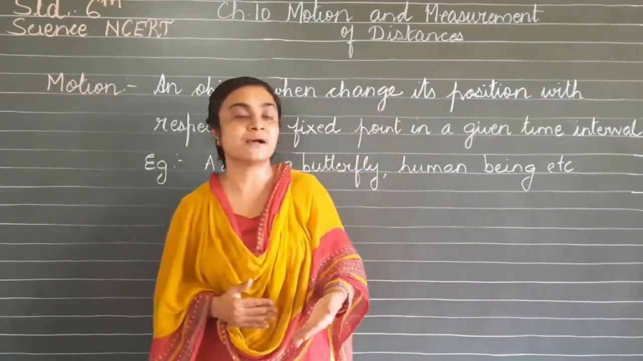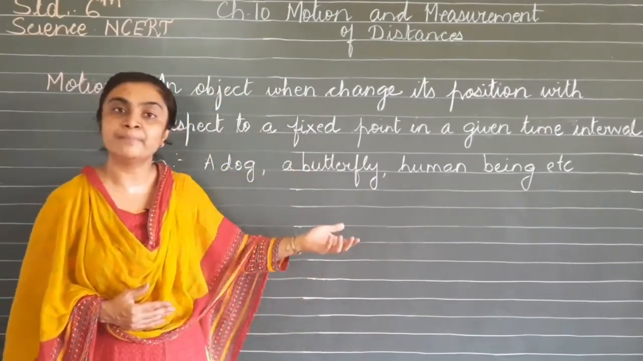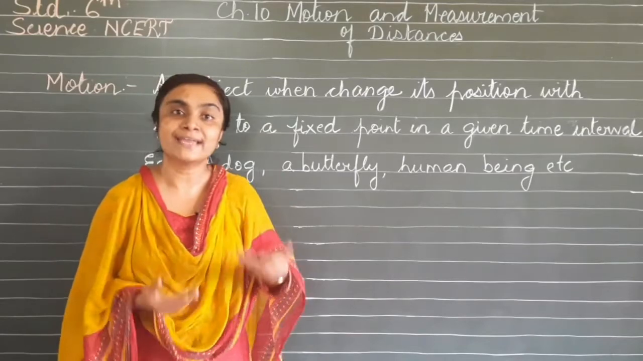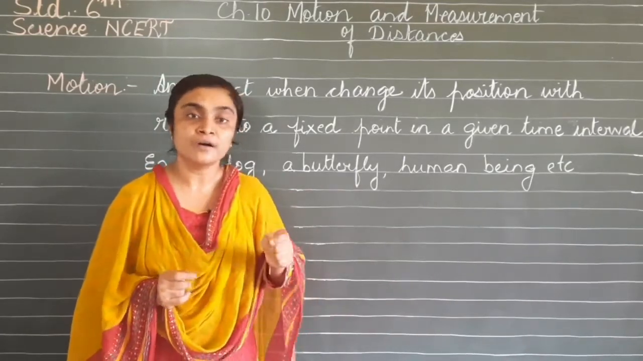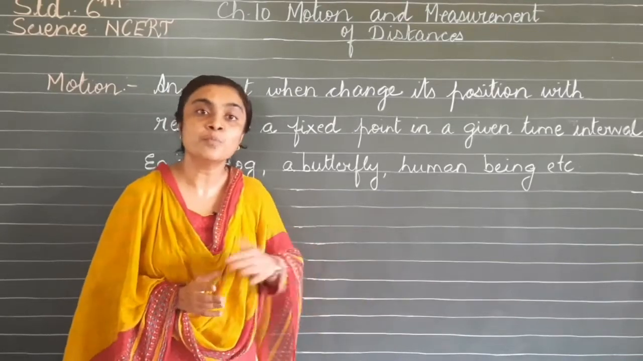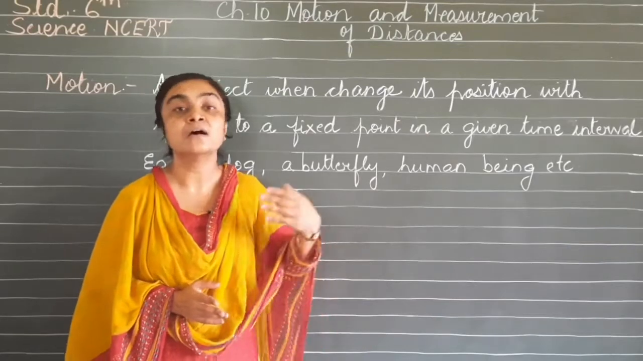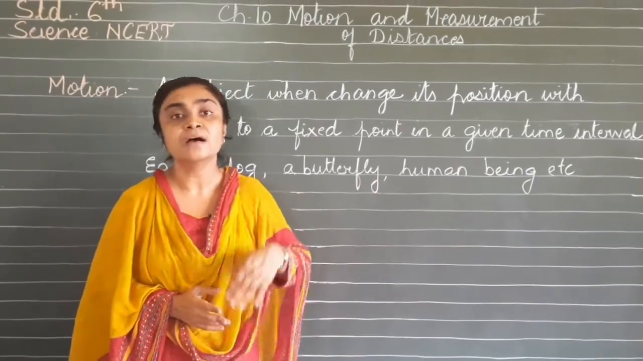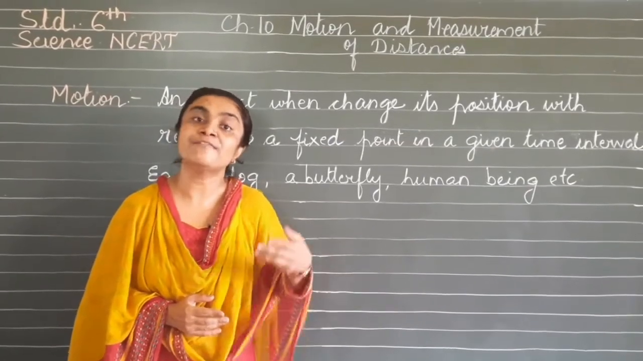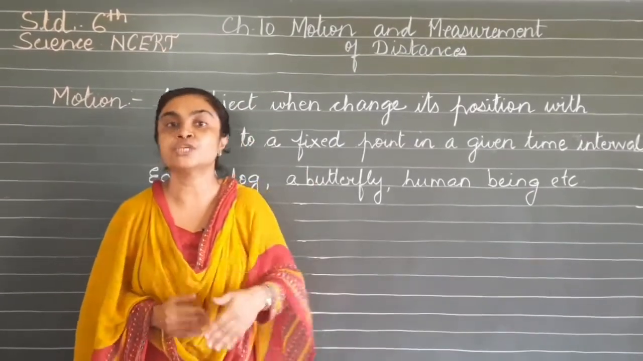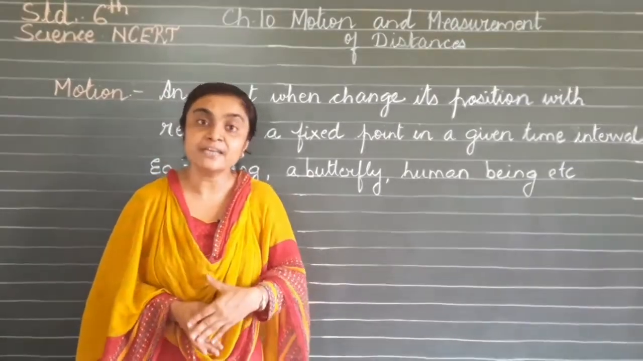We will see different examples. Let us see a dog, a butterfly, a human being, or vehicles. We are moving, so we are in motion. Vehicles are in motion when we start operating them, and they move from one place to another. It can be a car, a scooter, a cycle, a horse cart, an aeroplane, a train, or even a spacecraft. They are in motion when we move them. So those objects can be said to be in motion.